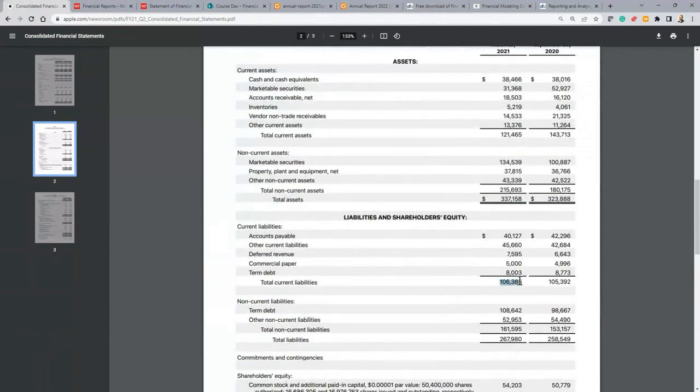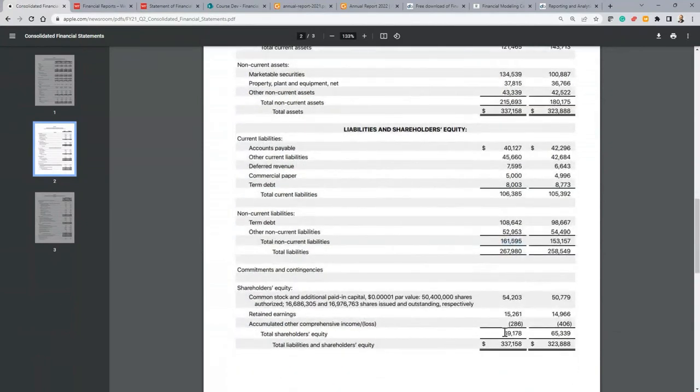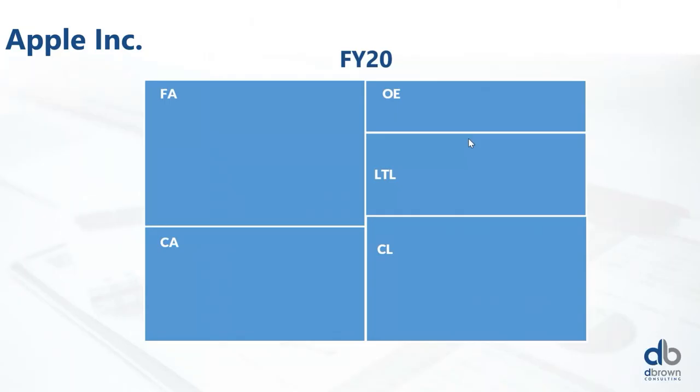Non-current liabilities, 161 billion. Equity, 69.1 billion. They will always balance because your total liabilities and equity will always be equal to your total assets. When you pick those five numbers, go plot them and you will see this. This is what will appear. Then play this over time.